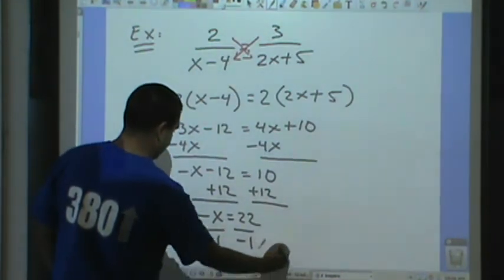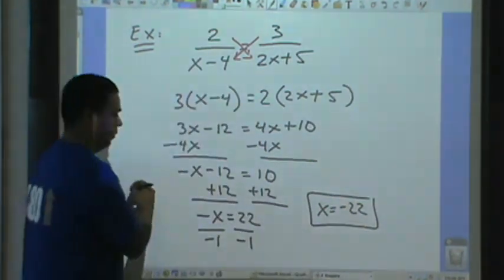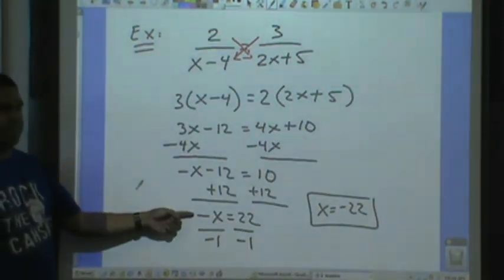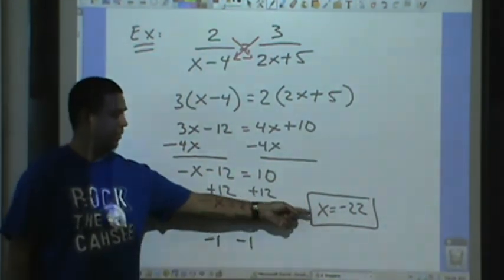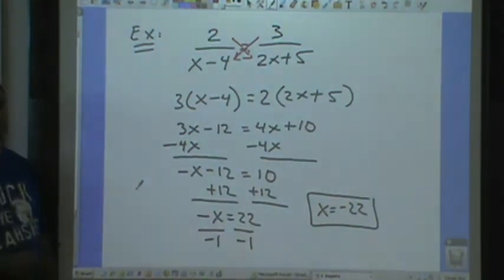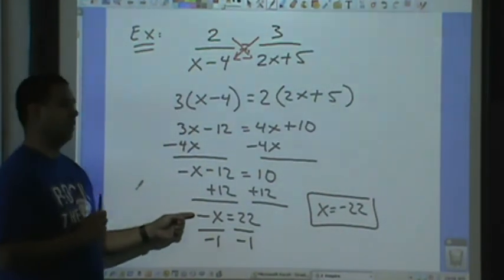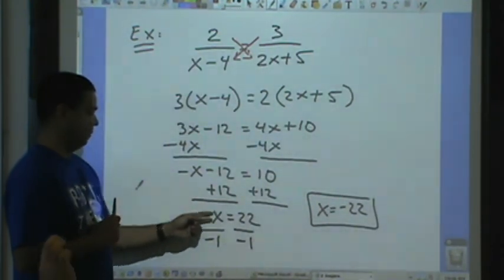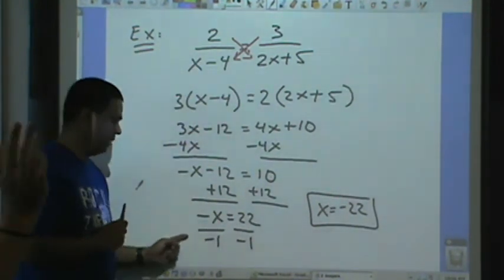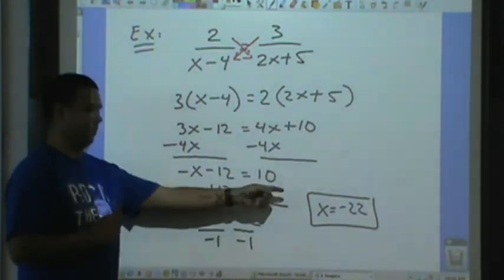So negative x equals 22. We can't leave a negative x, so we divide by the negative 1. There's your answer. Okay? When the variable is negative, the negative has to go to the number. What do you mean the negative has to go to the number? So negative x equals 22, the negative goes to the 22. We don't leave the negative on the variable. We have to move it over.